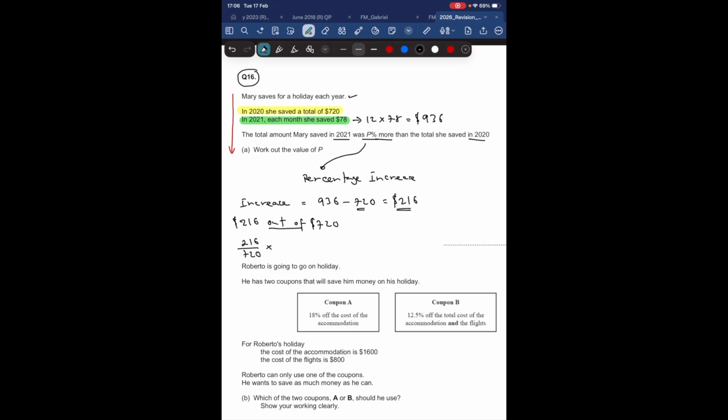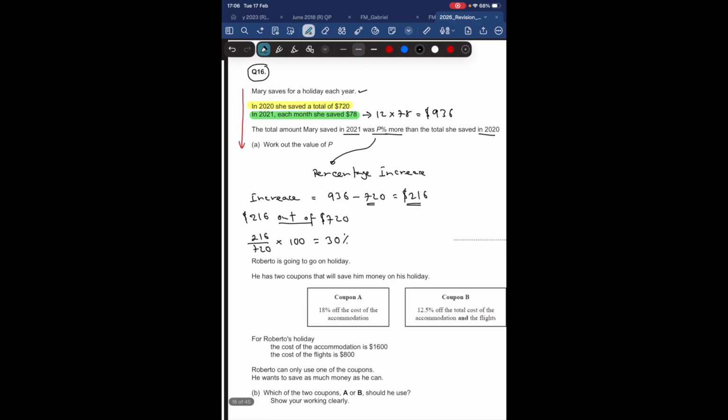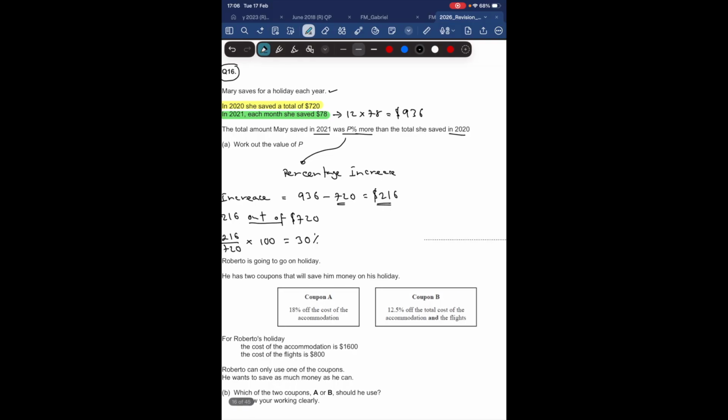And to convert a fraction into a percentage, we do what we normally do, and we multiply by 100. If we type this whole calculation into the calculator in one go, we are going to end up with the value that we require, which is 30%. So between 2020 and 21, there's been a 30% increase.